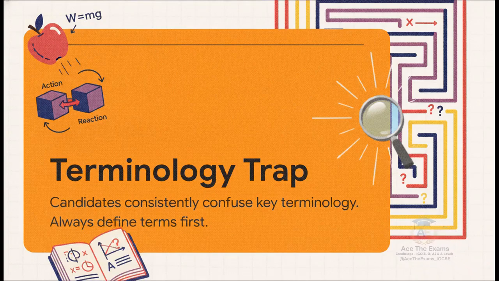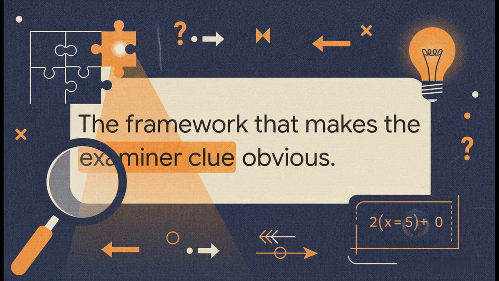You can't just kind of get the gist of these, you must state them accurately to unlock the method marks. Now, in just a moment, I am going to show you the one specific examiner clue that changes your answer completely. Honestly, missing this is a guaranteed way to drop a whole grade band, but spotting it makes the whole question straightforward. But first, you need the procedural framework that actually makes that clue obvious.